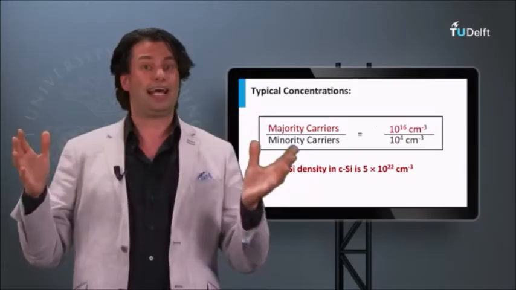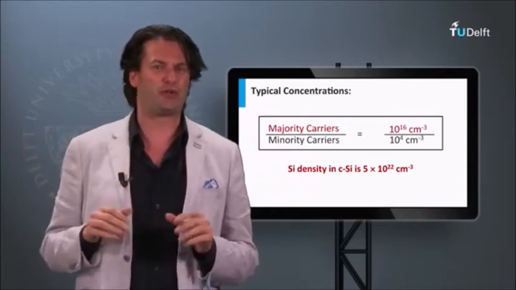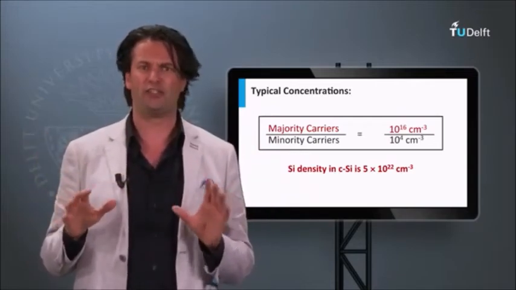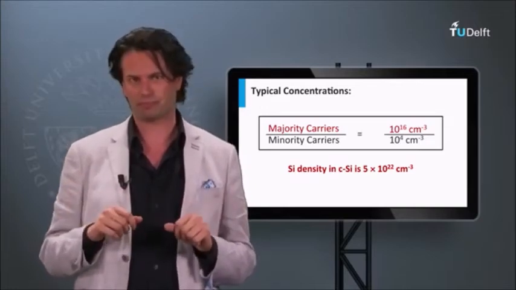Let's get a feeling for the typical concentrations for majority and minority charge carriers in doped silicon networks in the dark.